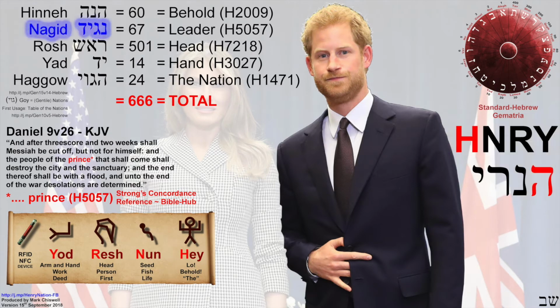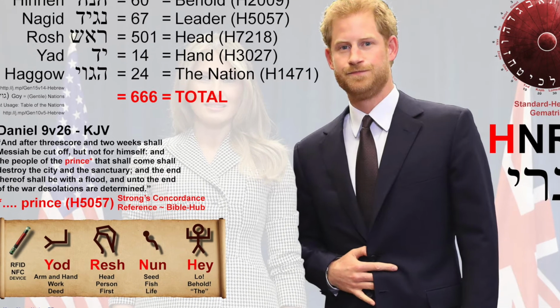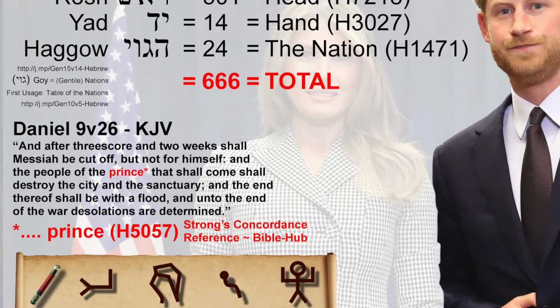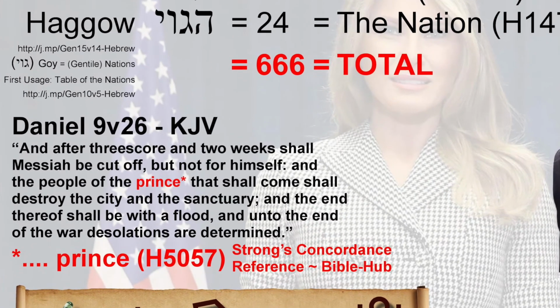The Hebrew word Nagid, which begins with a Nun and means leader, is the same word used in Daniel chapter 9 verse 26 for the word prince. Daniel 9 verse 26 says this: And after 62 weeks shall Messiah be cut off, but not for himself, and the people of the prince that shall come shall destroy the city and the sanctuary, and the end thereof shall be with a flood, and unto the end of the war desolations are determined.